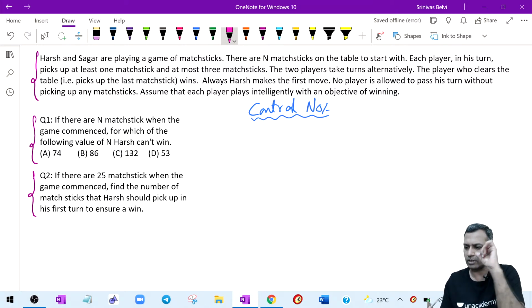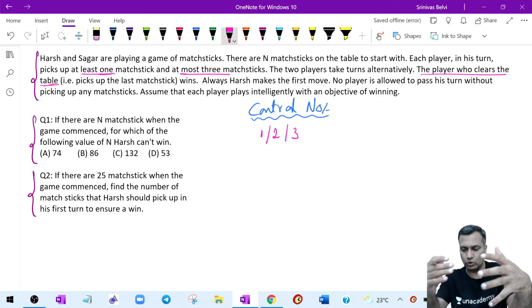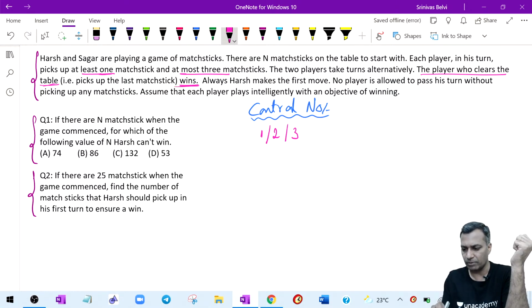So, what is this control number? Let's understand this. What does the question say? In their turn, they can pick at least one stick and at most three sticks. Anybody in their turn can pick one matchstick, two matchsticks, or three matchsticks. The players play alternately, same as any other game. The player who clears the table wins.